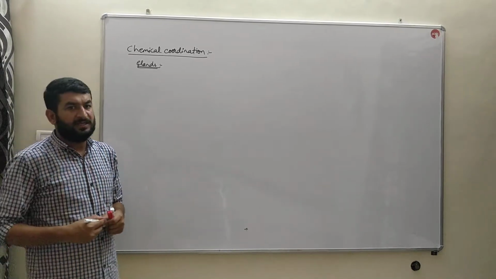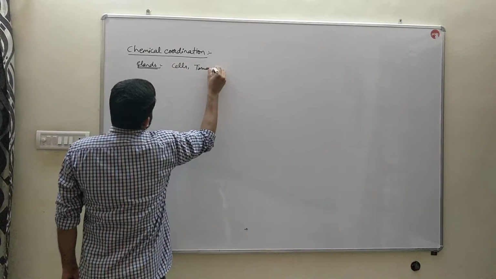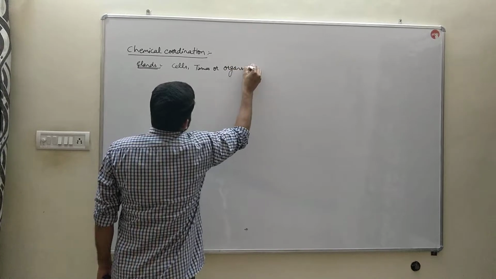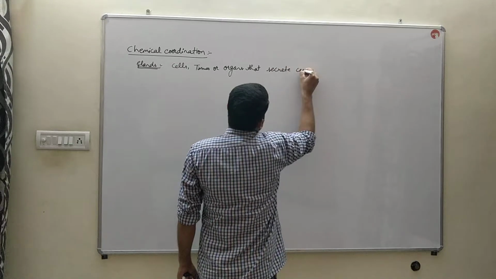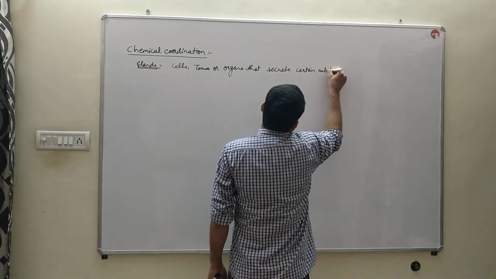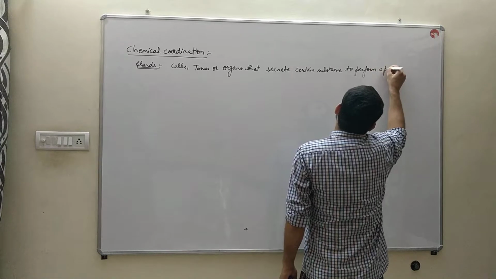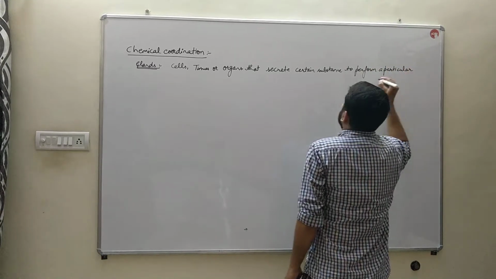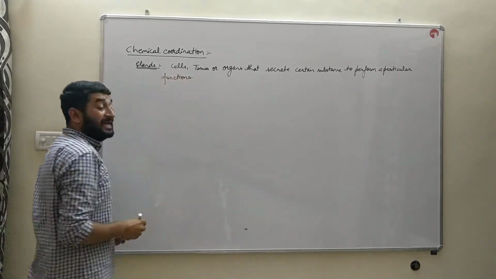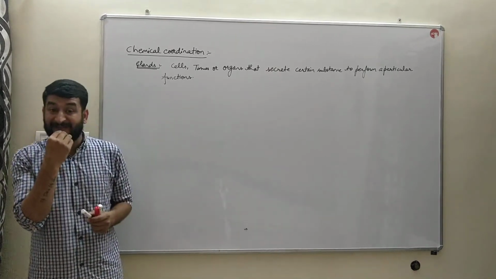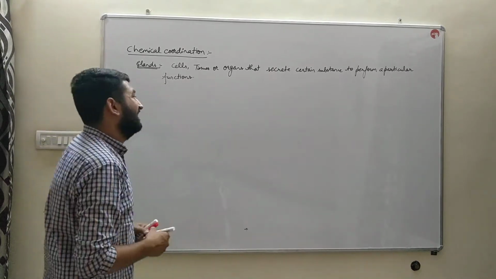Now we will discuss the glands. Glands are the cells, tissues or organs that secrete certain chemicals, certain substances to perform a particular function. Those cells, organs, or tissues are known as glands. So glands are the specialized cells, tissues, or organs that secrete something for the performance of a particular function. Those are referred to as glands.